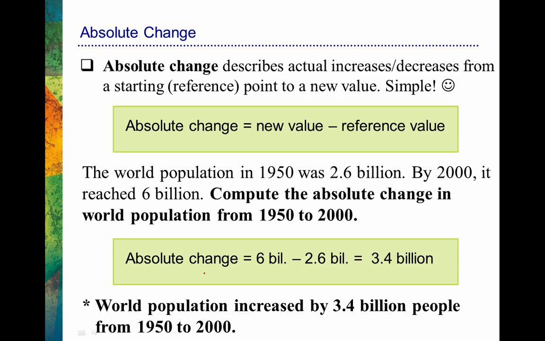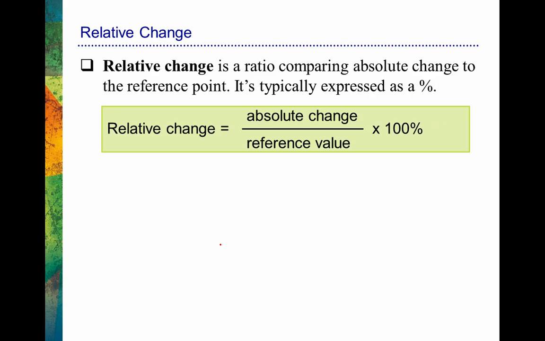Things get just a little bit more complicated when we start talking about the relative change scores. And this is where, of course, percentages start to come into play. So relative change is a ratio that compares that absolute change that we just computed to the reference point. So how big was that absolute change, that change in the population from 1950 to the year 2000, relative to that reference point? And then we're going to compute this fraction. And because people understand percentages typically more easily than fractions or decimals, we're going to multiply by 100 to make it a percentage. So this is how it would look here.